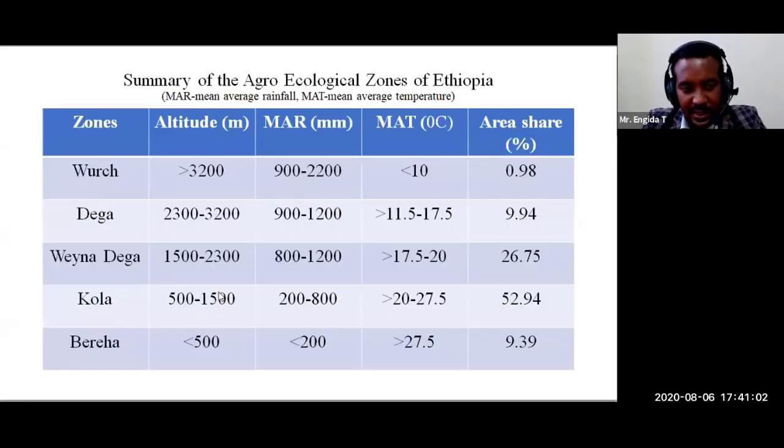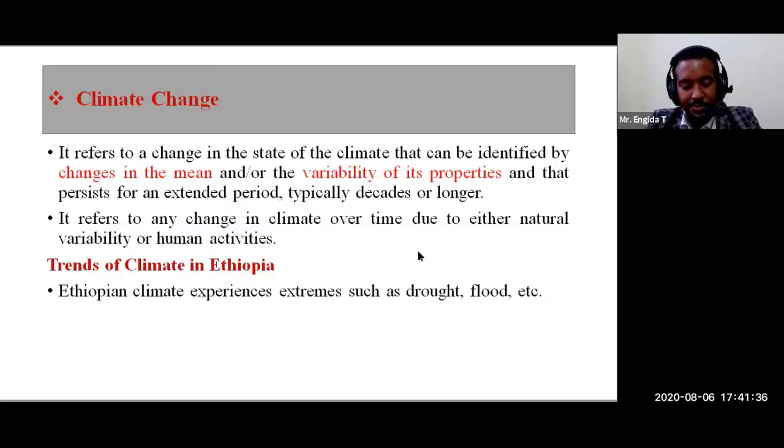So the overall summary of the agroecological zones of Ethiopia is in terms of altitude, rainfall, temperature, and area coverage or percentage share of the total size of the country. You can compare the altitude, the rainfall and the temperature level. You can also compare the size of these agroclimatic regions.